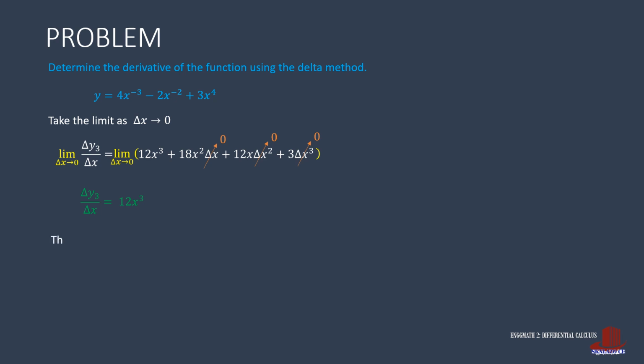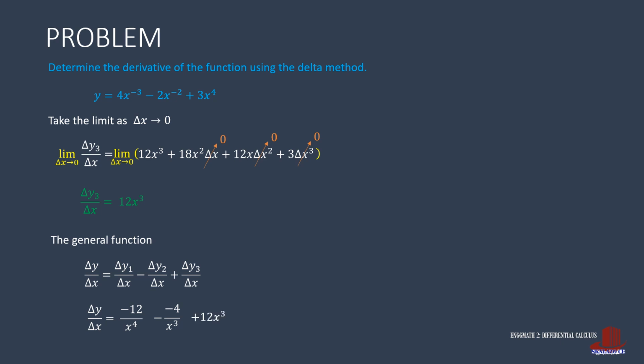Now that all three derivatives are determined, we can then place them in a single equation, where the derivative of y is then the derivative of y1 minus the derivative of y2 plus the derivative of y3. Those are negative 12 upon x raised to 4 minus negative 4 over x cubed plus 12x cubed. The second term then takes a positive operator, finalizing the derivative as negative 12 over x raised to 4 plus 4 over x cubed plus 12x cubed.